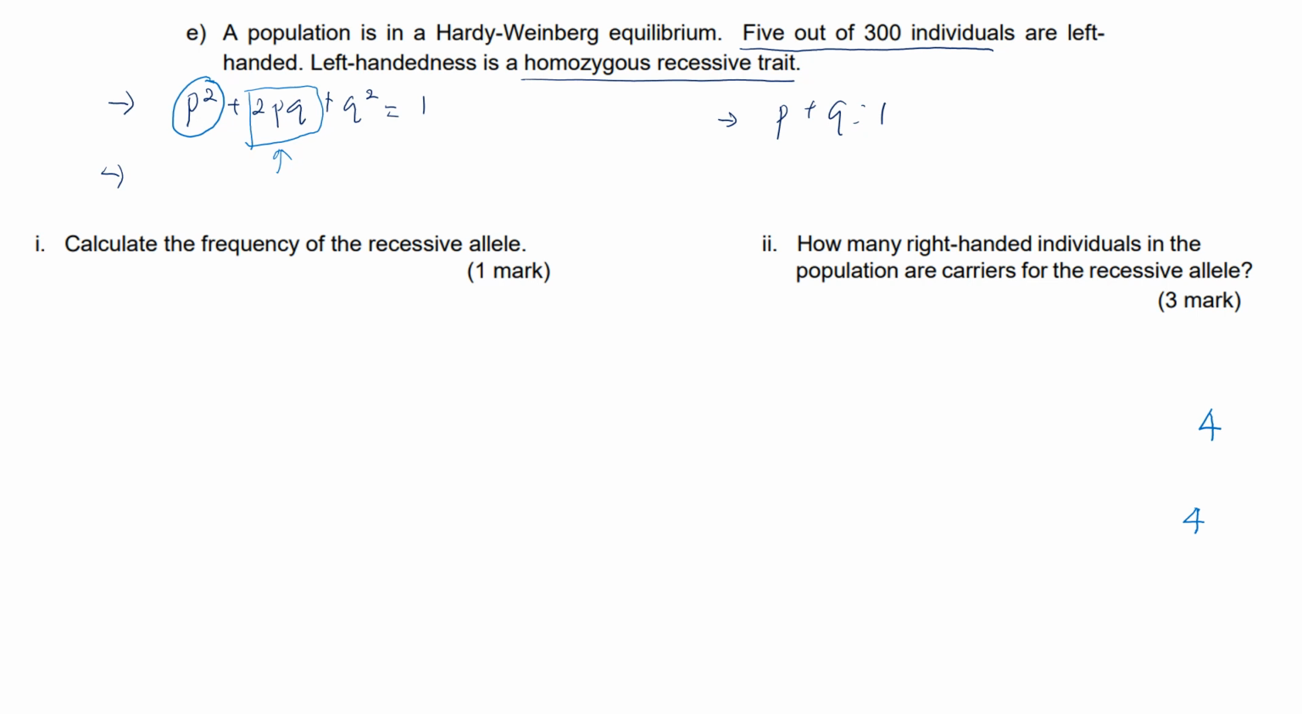So if we were to put an LL here. Okay, so this one is homozygous dominant plus heterozygous plus the homozygous recessive individuals. The frequency of homozygous recessive individuals.